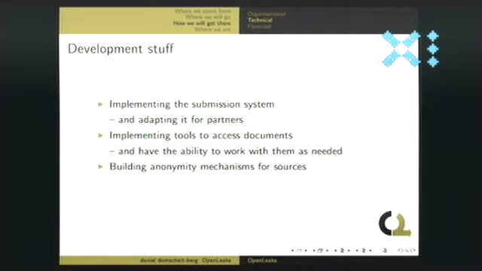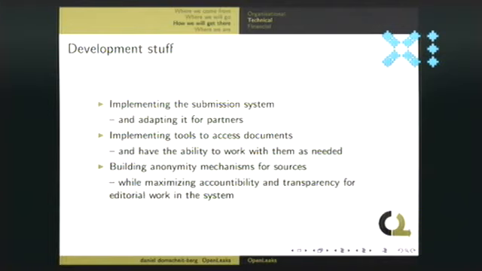We're building anonymity mechanisms for sources, so there's a lot of technical development going on to strengthen anonymity for the sources we are working with. And that is while maximizing the accountability and transparency in the way that partners are working with that material. So we want to make sure that if something goes wrong in the system, not with one of the sources, but in the system and in the process of carefully and responsibly handling information, we actually have the possibilities to see what has happened and to find out if somebody has done something malicious.